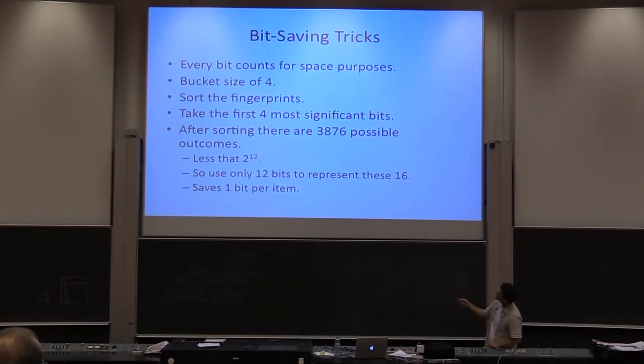So let's sort the fingerprints and take the 4 most significant bits for each of the fingerprints. That gives us 16 possible bits. But because of the sorted order, there are fewer than 2 to the 16th possibilities for those 16 bits. It turns out there are only 3876 possible outcomes, which is less than 2 to the 12th. So by doing a lookup table on those 16 bits, you can use 12 bits to represent these 16, saving essentially 1 bit per entry.